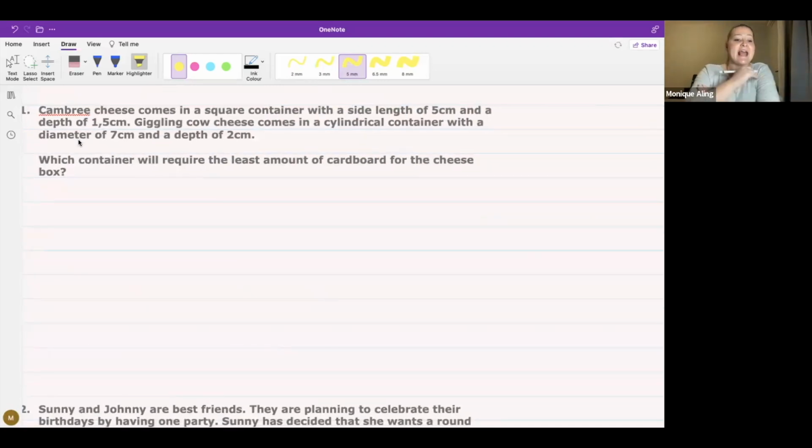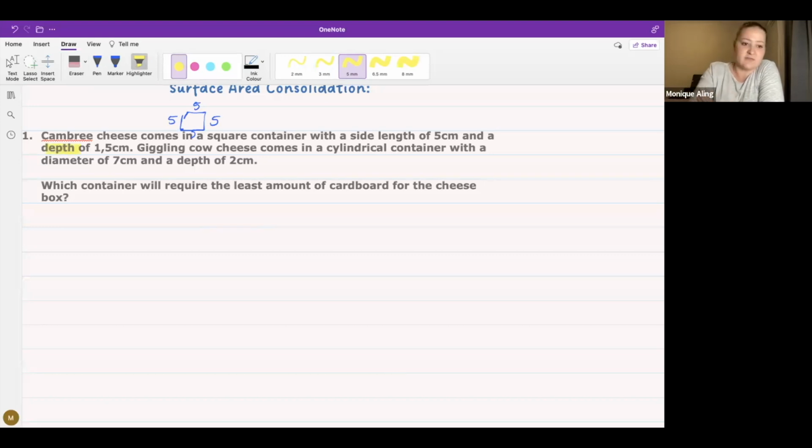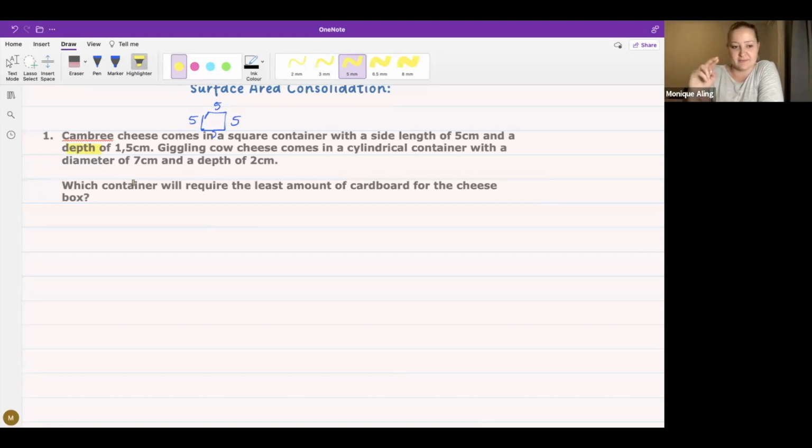So it says, Cranberry cheese comes in a square container with a side length of 5 centimeters. If we break down what has been said there, Cranberry cheese comes in a square container, so we know it is a square. Side length of 5 means every side is going to be 5 centimeters. And it's got a depth, which in every instance is the same thing as height, so our height is 1,5 centimeters.